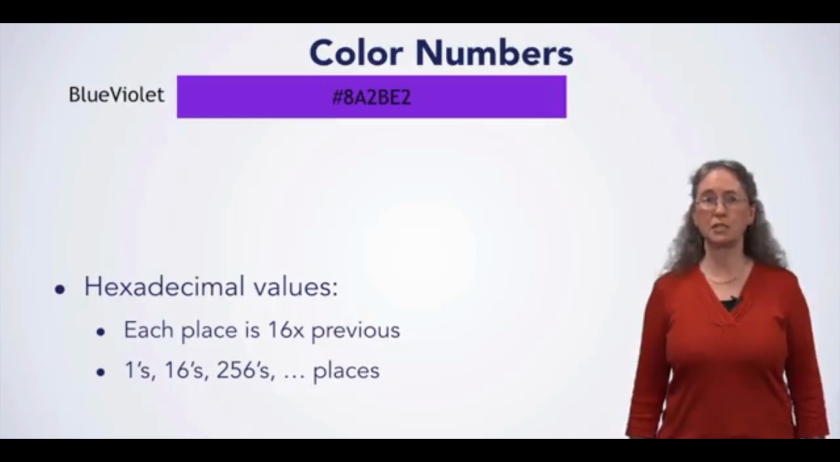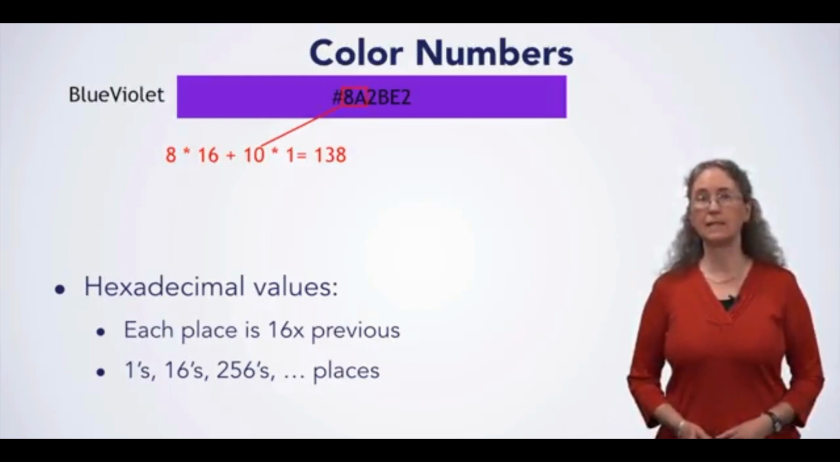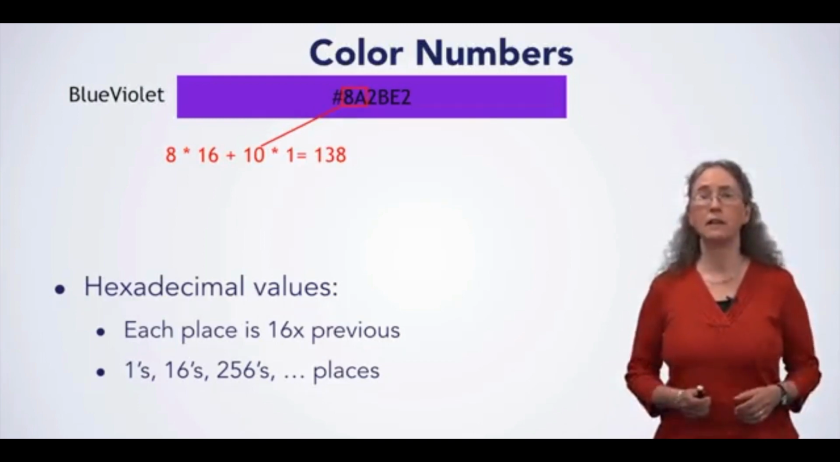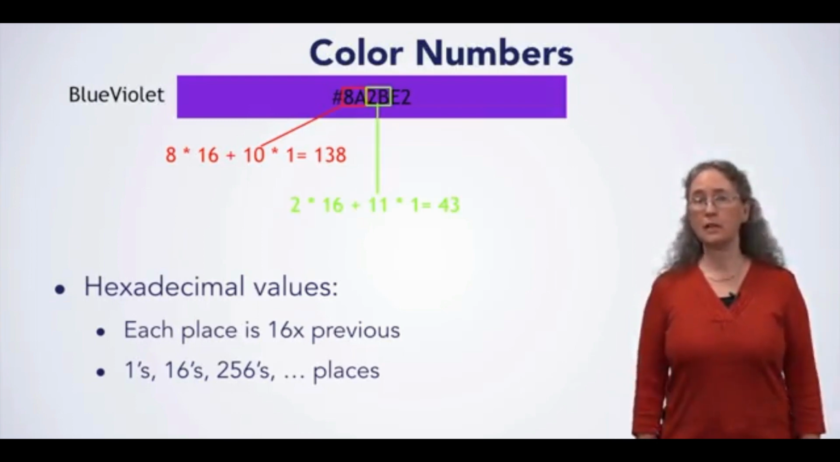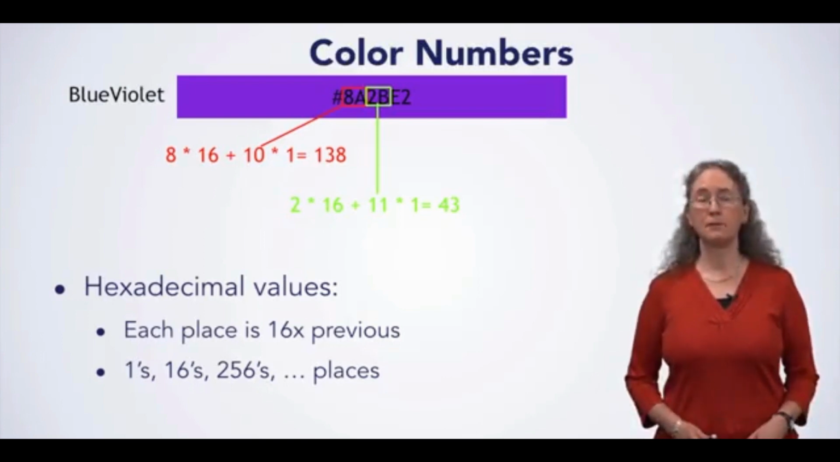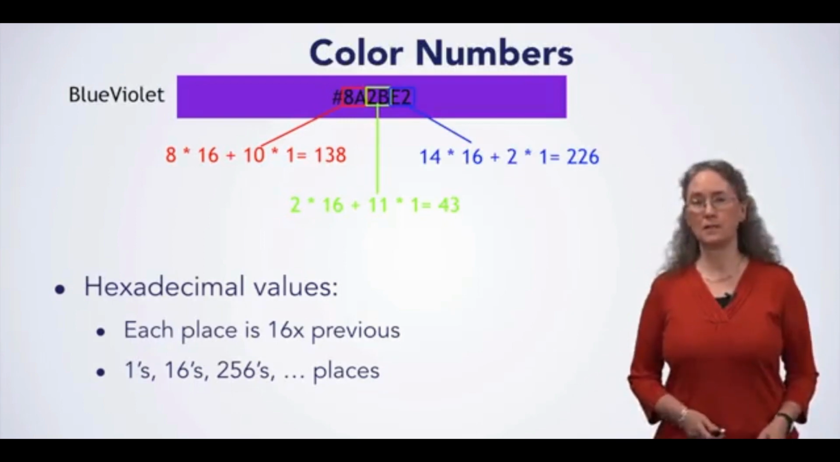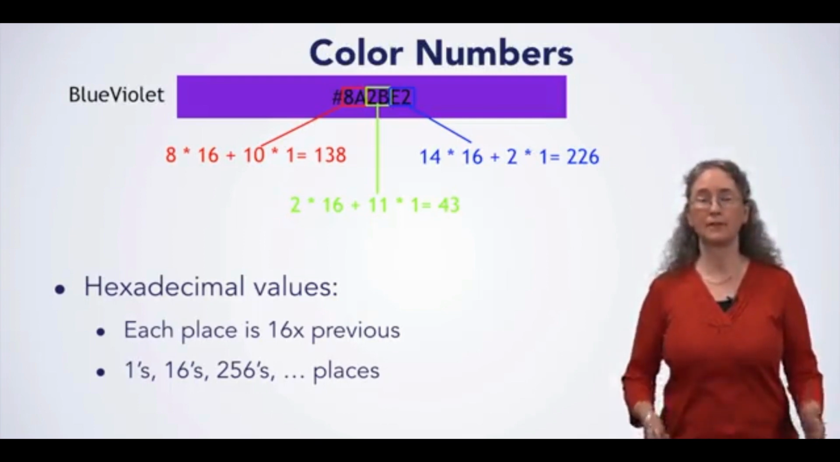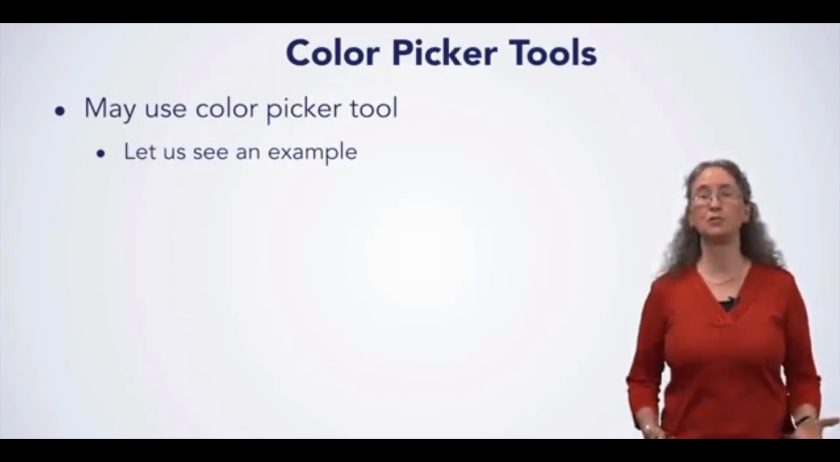If we look at the 2 digits for each color, we have the ones and 16th places. The red of this color is 8A, which is 8 in the 16th place, plus A, which is 10, in the ones place. That makes 138. For the green, you get 2 in the 16th place, plus B, which is 11, in the ones place, which makes 43. For blue, you have E, which is 14 in the 16th place, and 2 in the ones place, which makes 226. Many people find it easier to choose colors graphically and let a tool give them the number.